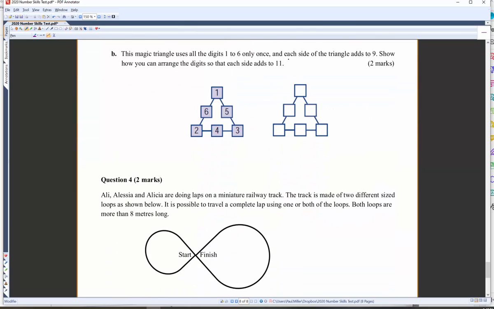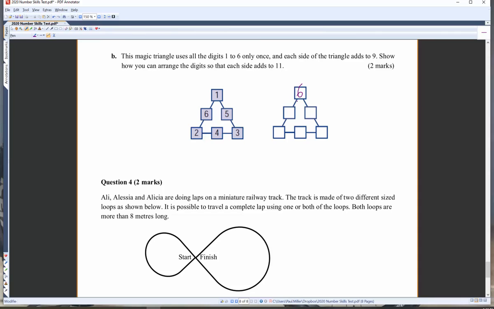Got the numbers 1 to 6. Okay. Arrange the digits so that each side adds to 11. Again, this is a little bit of trial and error here. So at the moment, it's adding to 8. So we need to get it to 11. So I'm going to pause this as I fumble around with it a bit.